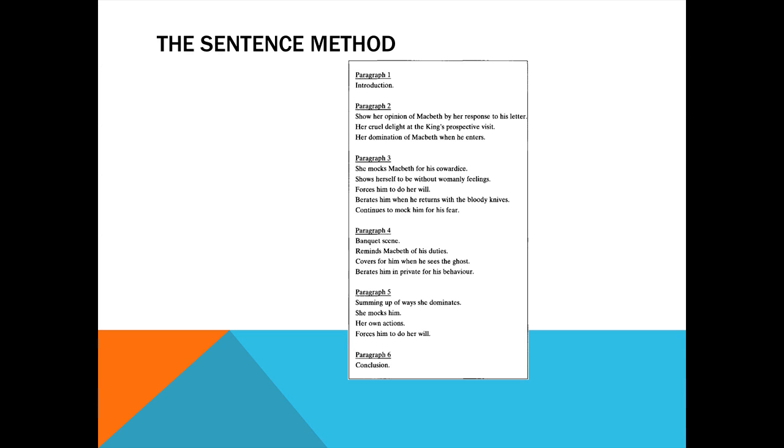The sentence method is very common. You would simply write every thought, fact, or topic on separate lines. You do not necessarily have to write down every single thing, but you would write down the important information.